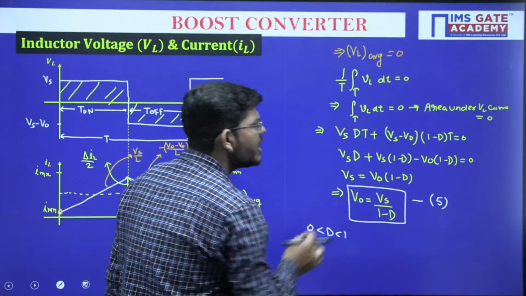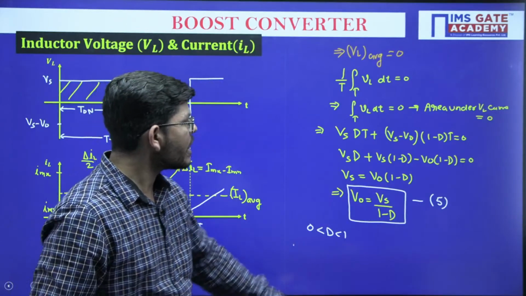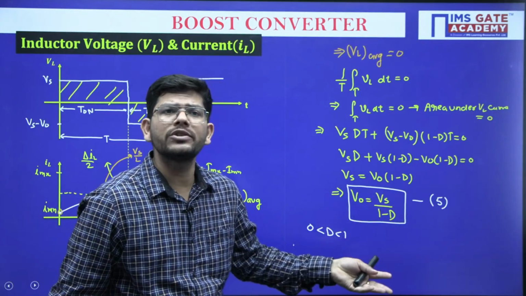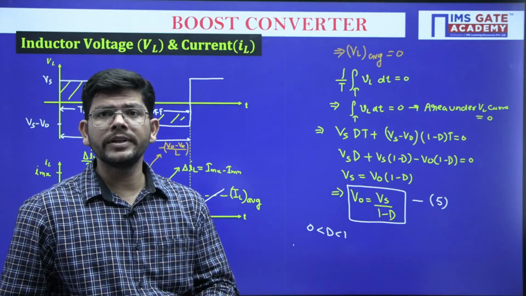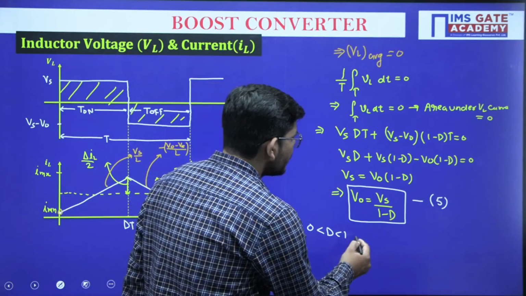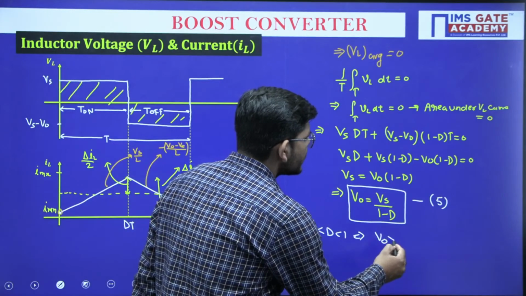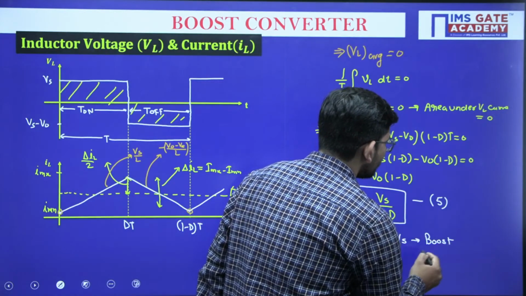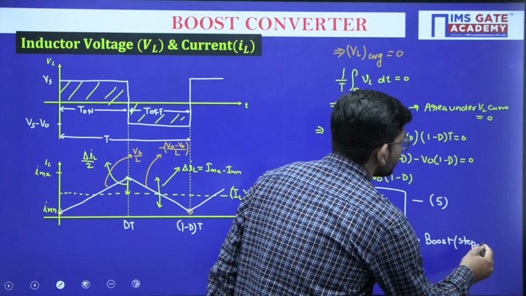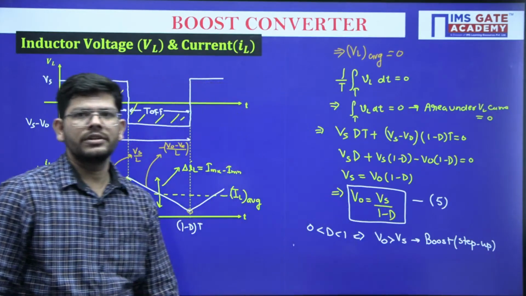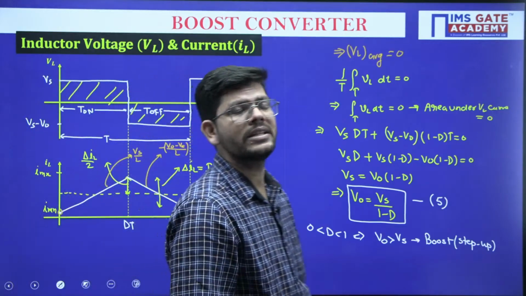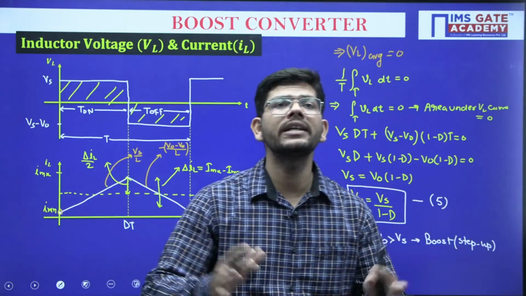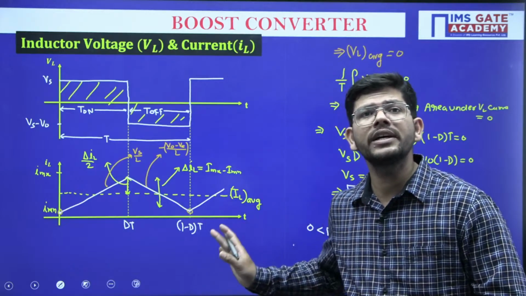Now if you put a D value in between 0 and 1, let us choose 0.5. If you put 0.5 here, 1 minus 0.5 will be 0.5, Vs upon 0.5 will give you 2 Vs. So the output voltage that you are getting is 2 times Vs. This means when D is varying from 0 to 1, we will always get an output voltage greater than Vs. That means boost operation, a step up converter. So we have stepped up the DC voltage. That's how a boost converter operates. It has stepped up the available input DC voltage, and that's the best possible way of getting an output voltage greater than the input voltage. So this is what this circuit has done for us.